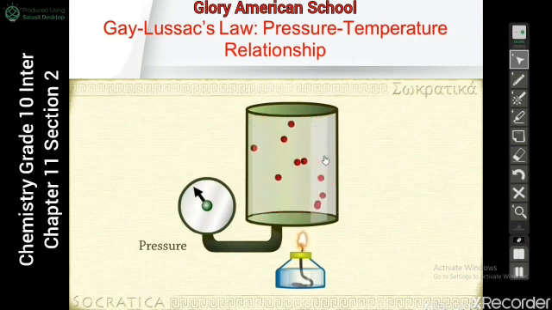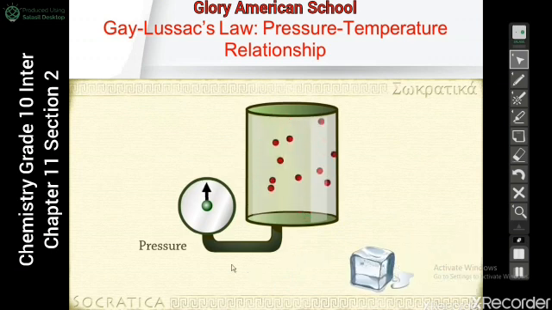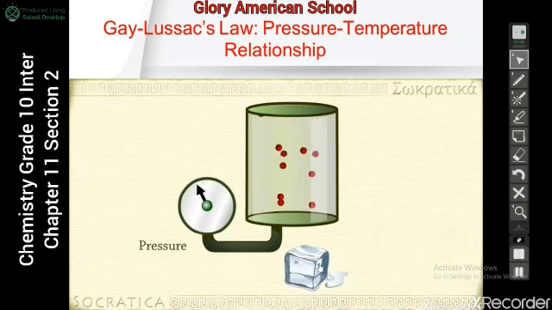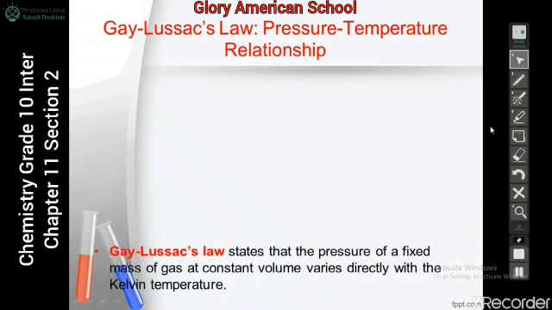Increasing temperature, the particles will move faster and they will collide more with the container walls, increasing the pressure. But if the temperature is decreased, we cool it down, the particles will move slower and there will be fewer collisions, which means lower pressure. So Gay-Lussac's law: the pressure and temperature are directly proportional.